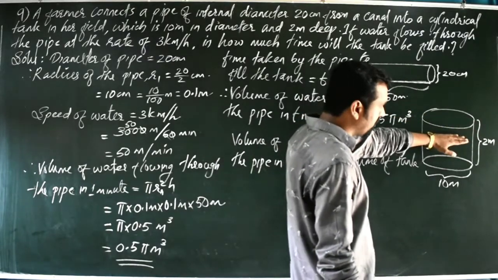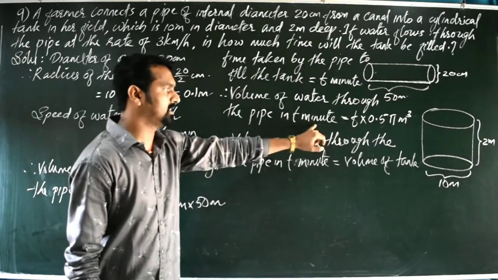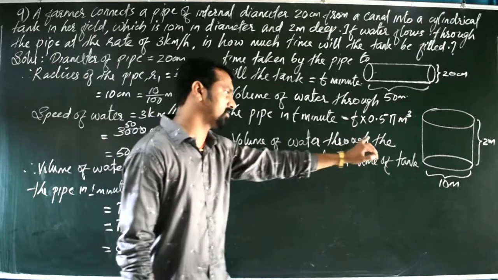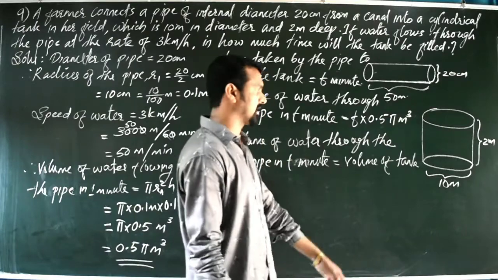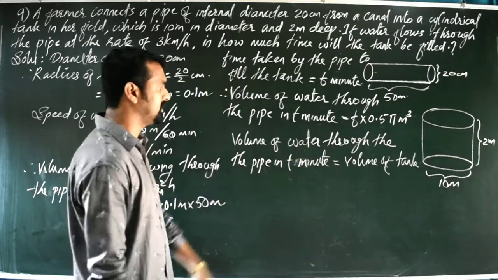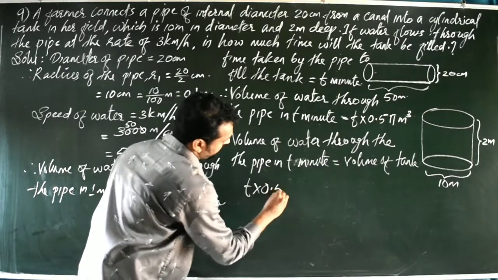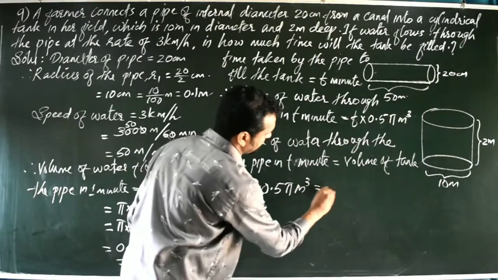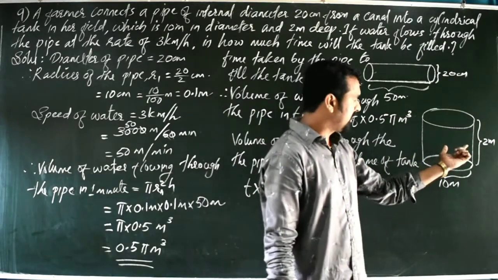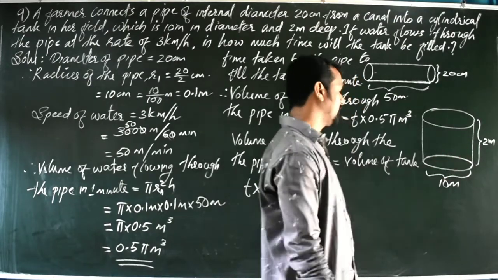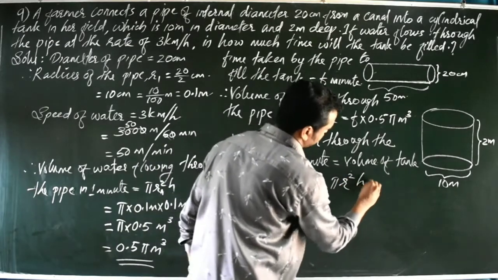So we can write: volume of the tank is equal to volume of the water flowing through the pipe in t minutes. Already we got the answer: t into 0.5 pi meter cube is equal to the volume of the tank. This tank is also in the form of a cylinder. Therefore we can write volume of tank is equal to pi r square h.